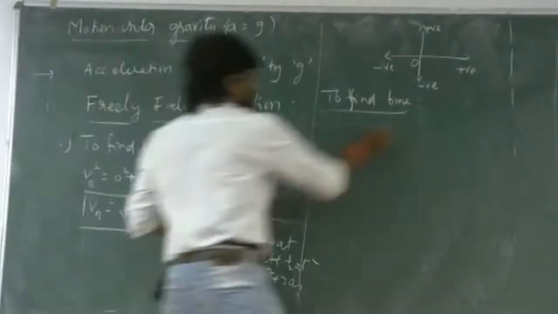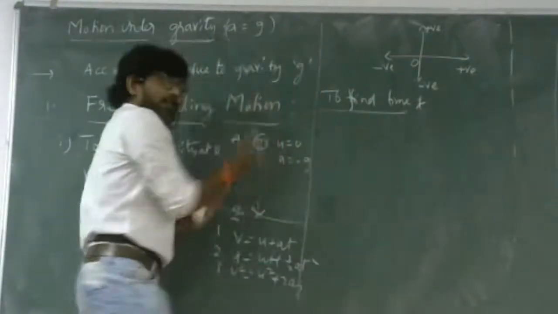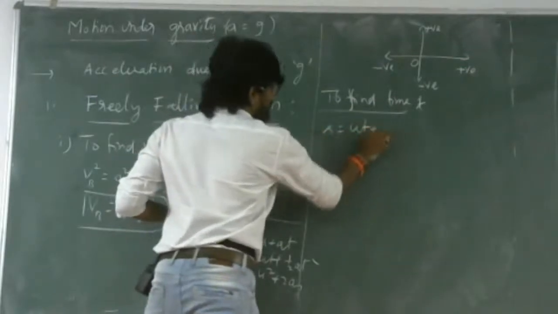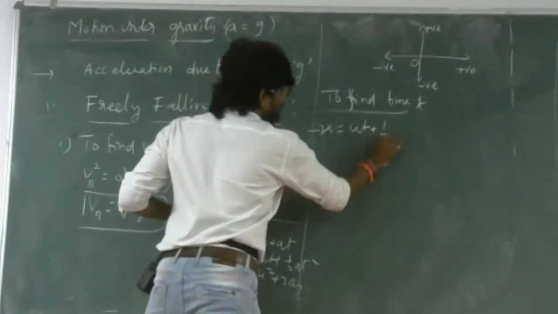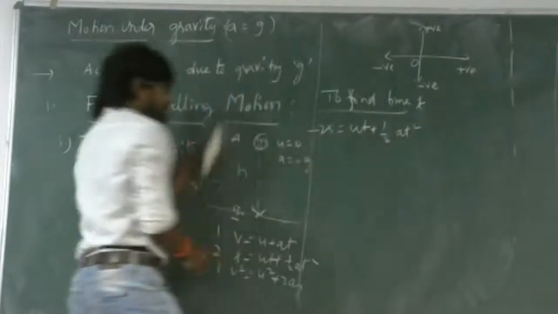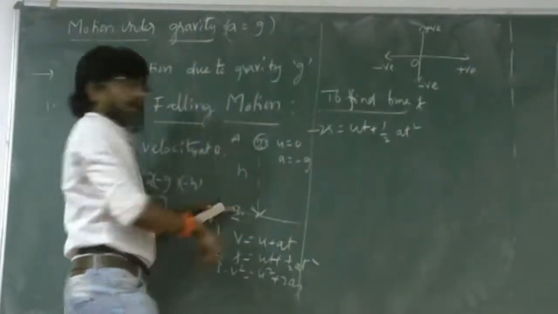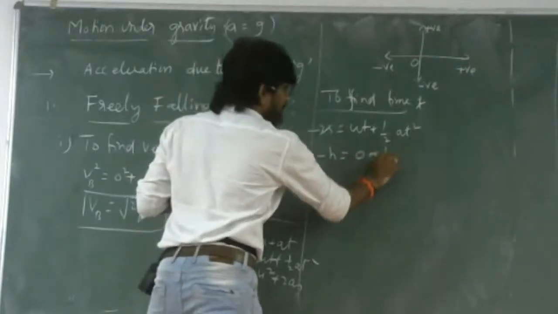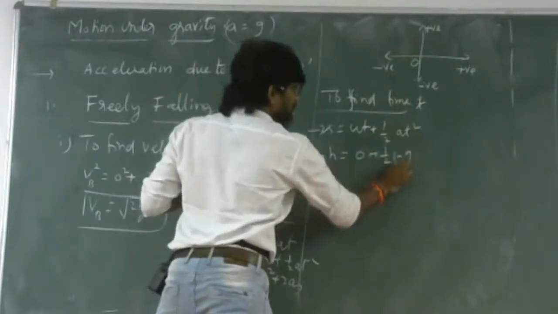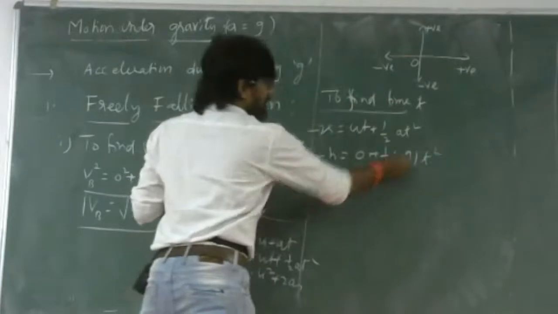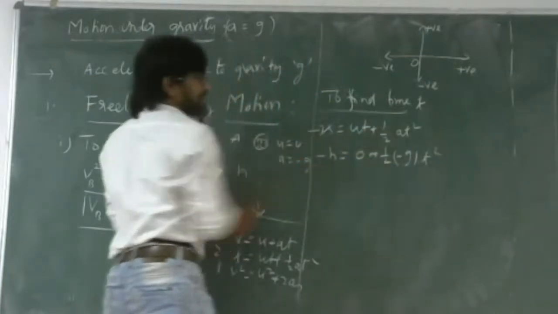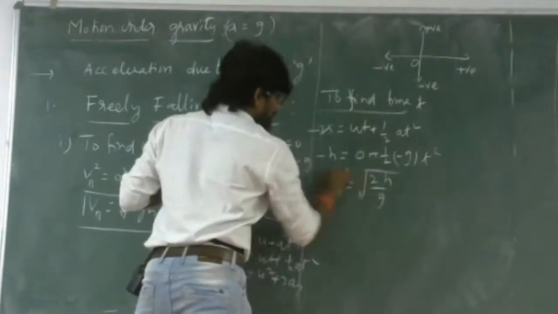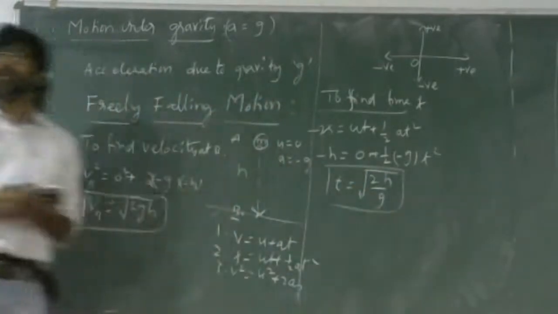So to find the time t taken by the body to reach the ground, we have to use this relation: s = ut + half at square, where s is the displacement traveled downward, minus h. That equals u is 0 plus half into a, which is minus g, into t square. So minus of g t square is equal to minus h, minus cancels. So t is equal to root of 2h by g. This is the time taken by the body to reach the ground.